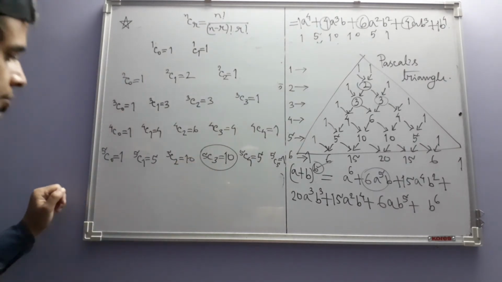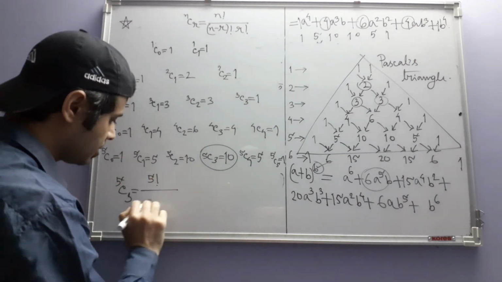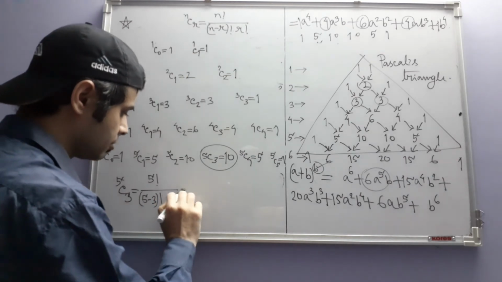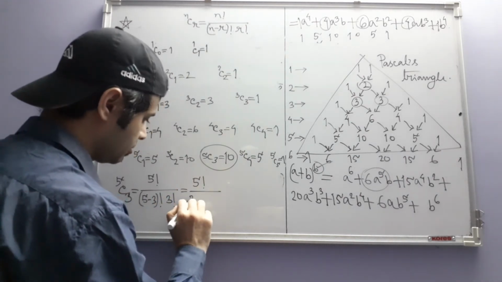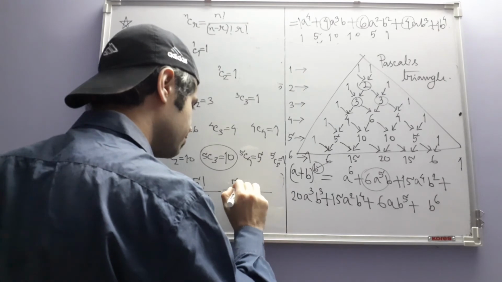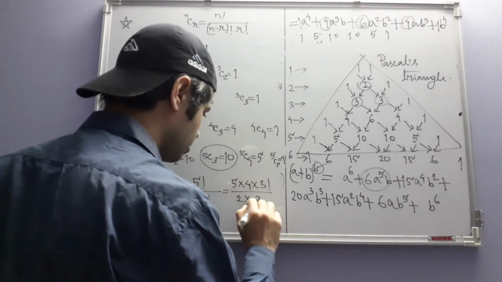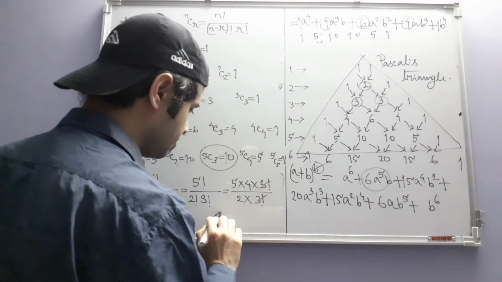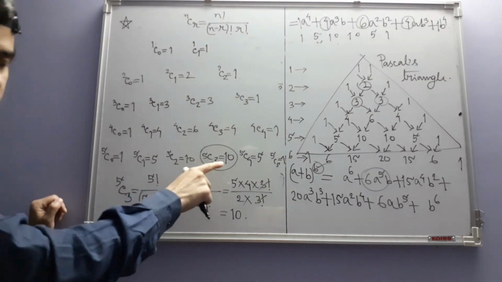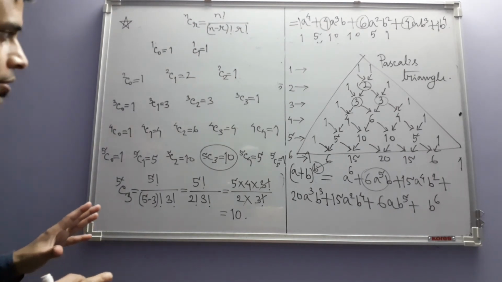Let's calculate 5C3. 5C3 is 5 factorial divided by 5 minus 3 factorial times 3 factorial. So this is 5 factorial divided by 2 factorial times 3 factorial. Now 5 factorial can be written as 5 times 4 times 3 factorial. 2 factorial means 2, and here we have 3 factorial. So these two cancel out and we get 10. So this is actually correct. You can verify that all of them are correct. So from this we get the pattern.